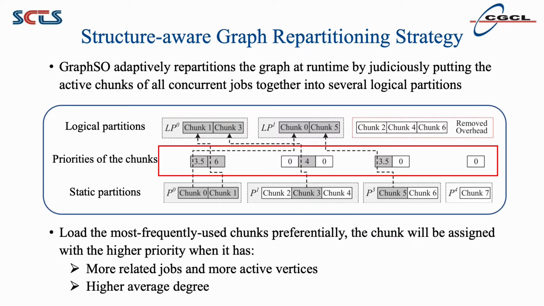To enable the loaded graph data to be shared by more jobs, GraphSO loads the most frequently used chunks preferentially. To achieve this goal, a priority is assigned to each active chunk to schedule their loading order. It is set by 2 rules. First, more related jobs and more active vertices. Second, higher average degree.